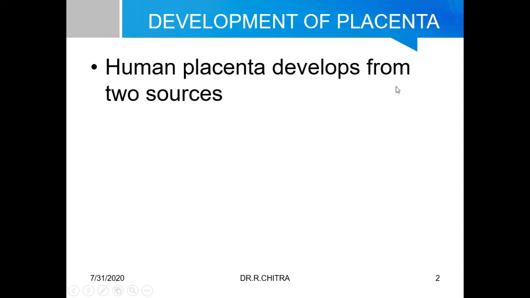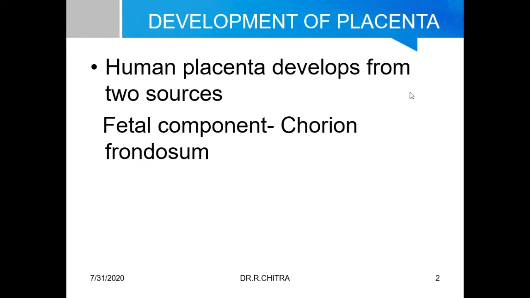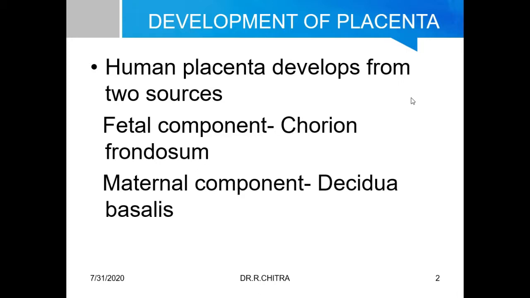Human placenta develops from two sources, fetal component and also maternal component. There are two components in the development of the human placenta. Fetal component is from the chorion frondosum and maternal component from the decidua basalis. So by this time you should know decidua and chorion, then only you can understand the development of the placenta.